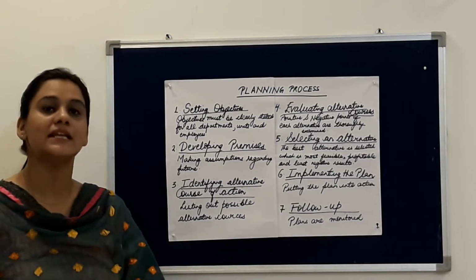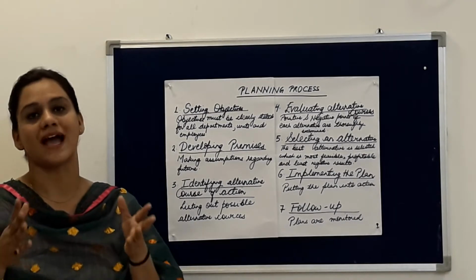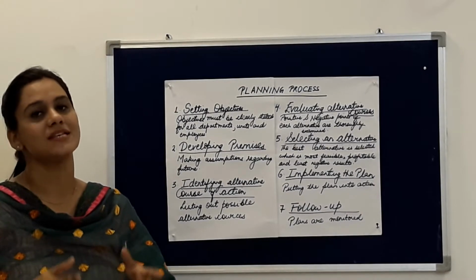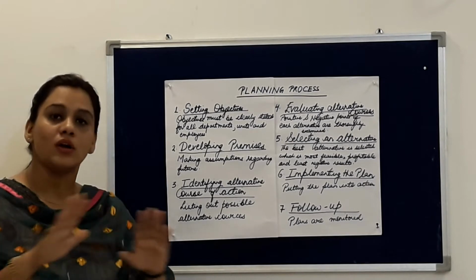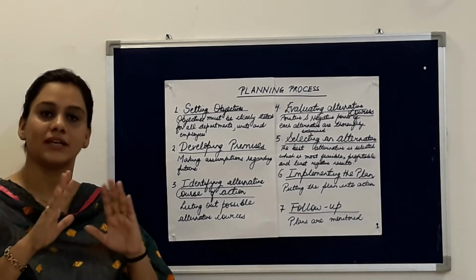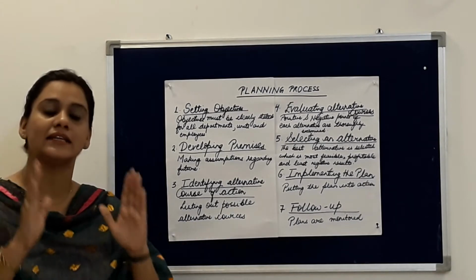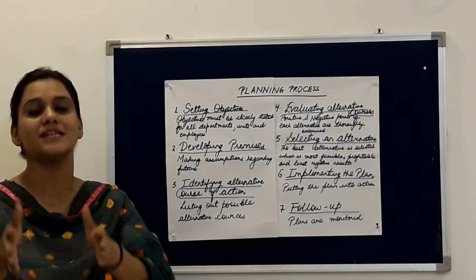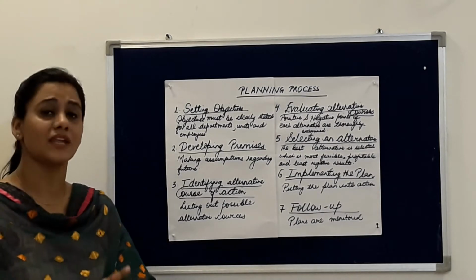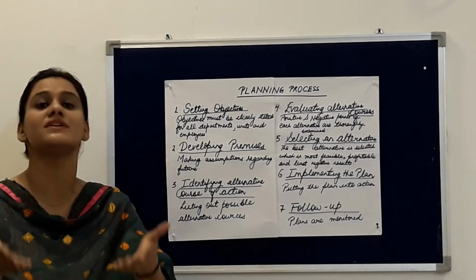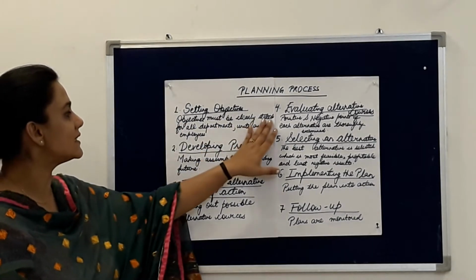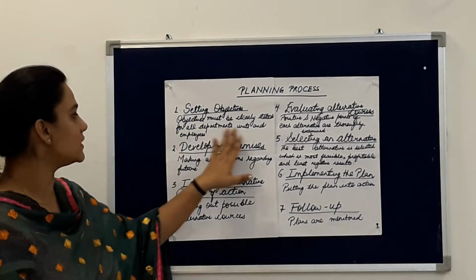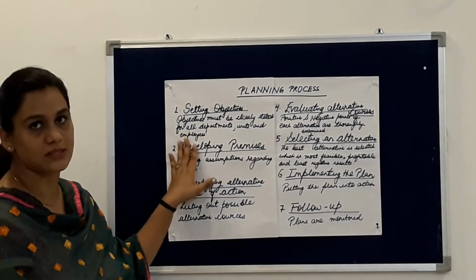For example, if an organization has set the objective to increase sales by 20%, basically all the departments, all the units or the employees are clear and they will work for the increase of this sale, and their goal will be to increase the sale. So objectives must be clearly stated for all departments, units and employees.